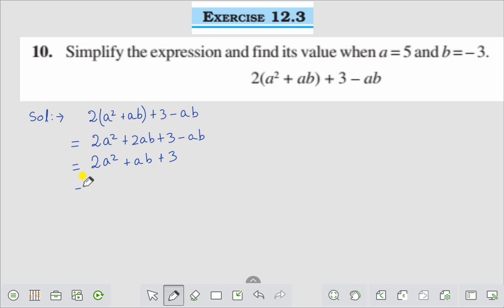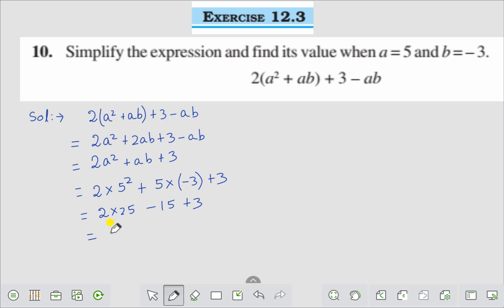We'll put the value of a and b. The value of a, 2 into the value of a is 5, that is 5 square, plus the value of a is 5 into the value of b is minus 3, plus 3. That we are getting 2 into 5 square is 25, plus minus 5 3 is 15, plus 3.